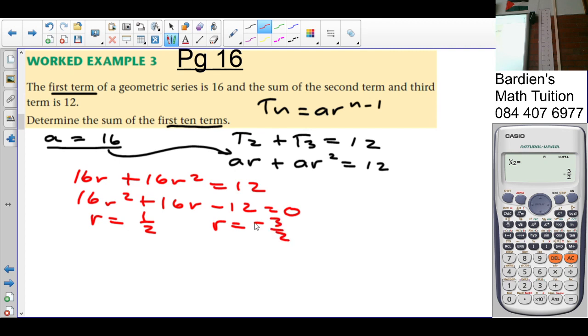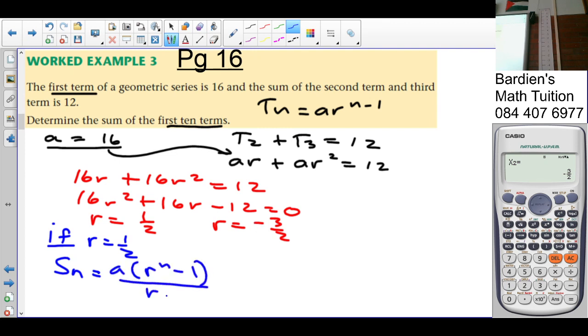So we got two odd values, which means I can have two different sequences which satisfy the given scenario. So we say that if R is equal to half, then the sum, so what is the formula? Sn is equal to, no, not n over 2. Sn is equal to A into R to the n minus 1 over R minus 1.